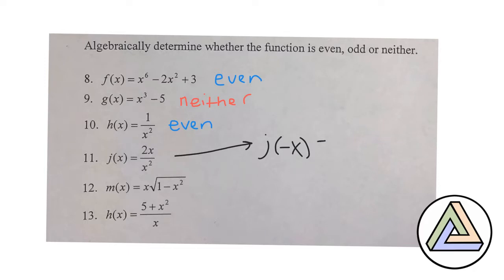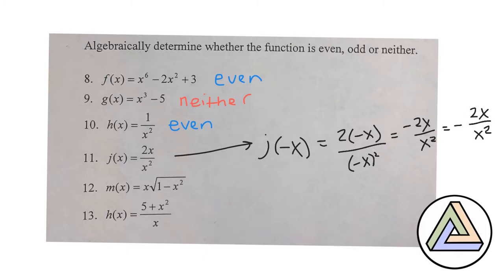Well, j of -x would be 2 times -x all over x squared, and that ends up becoming -2x over x squared. So you end up with the negative version of the original function, because the original function was 2x over x squared. So this is odd. All right, hopefully that makes sense. Odd.